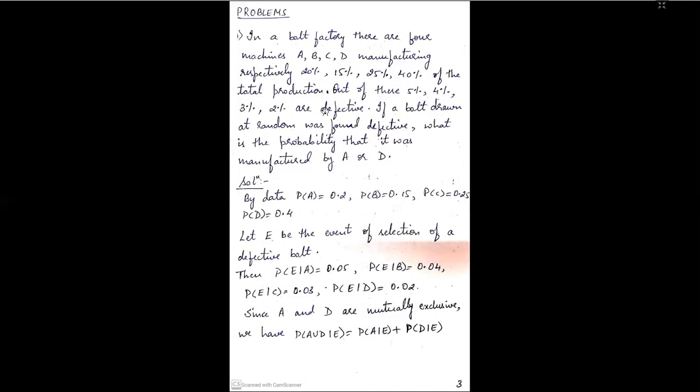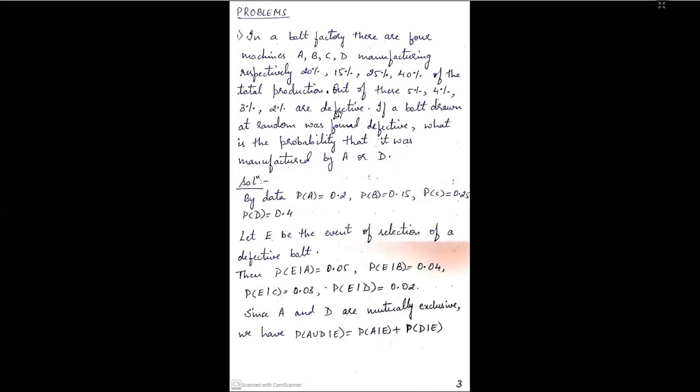So from the data, we have probability of A is 20%, because in a bolt factory there are four machines manufacturing, respectively, a share of the total production. Out of the total production, 20% is from A, 15% is from B, 25% is from C and 40% is from D. So probability of A is equal to 0.2.